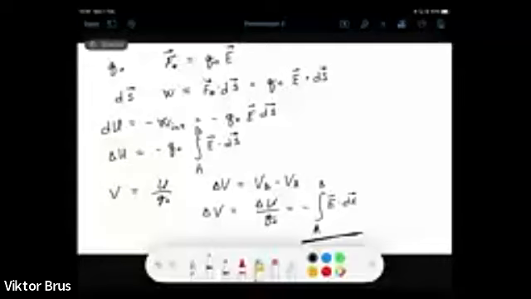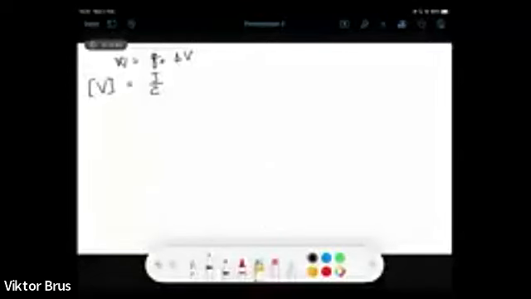So the definition of 1 volt can be related in the following way. 1 joule of work should be done to move 1 coulomb of charge through a potential of 1 volt, or this is joule per coulomb.